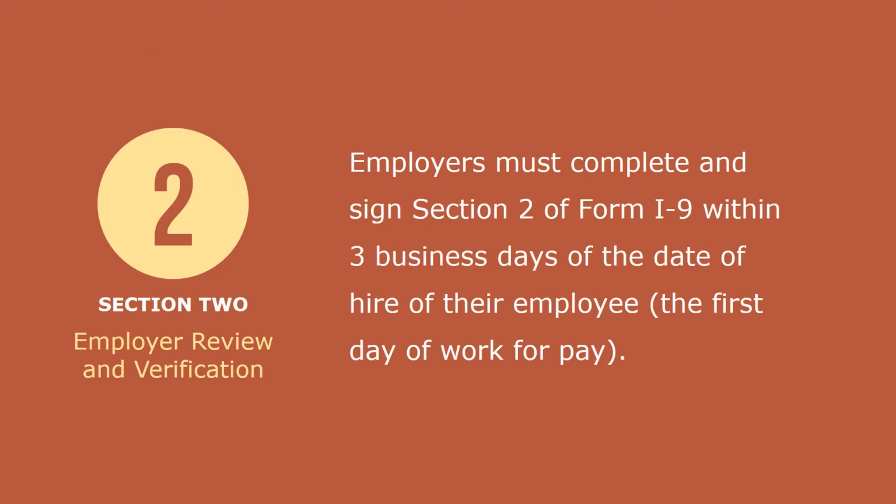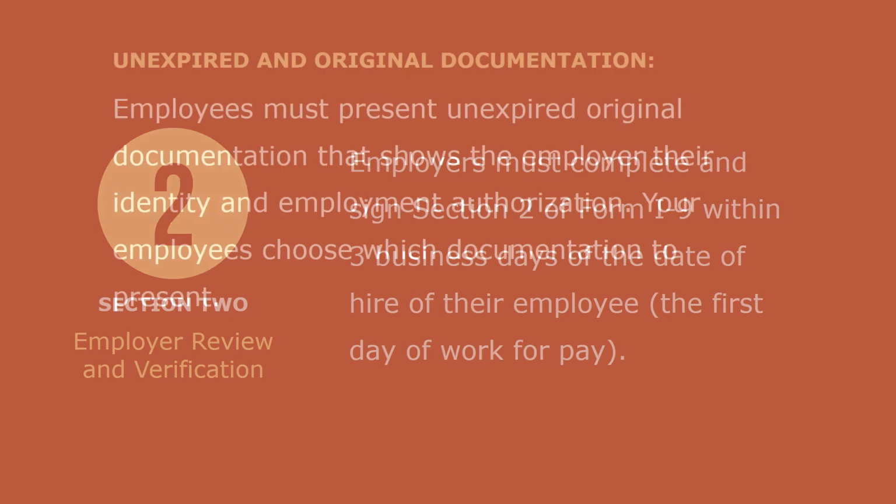Employers must complete and sign Section 2 of Form I-9 within 3 business days of the date of hire of their employee. The hire date means the first day of work for pay. For example, if your employee began work for pay on Monday, you must complete Section 2 by Thursday of that week. If the job lasts less than 3 days, you must complete Section 2 no later than the first day of work for pay.